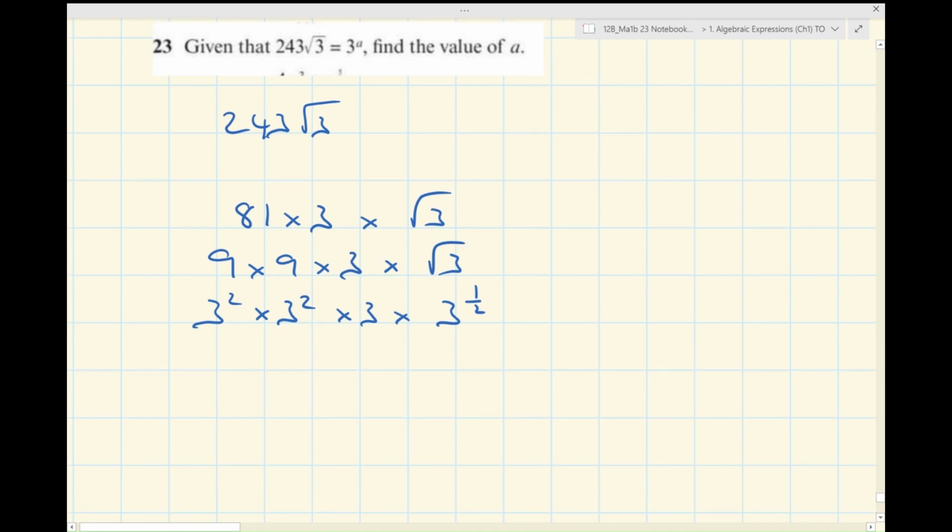Now I'm dealing only in base 3. I'm multiplying together expressions, so I can simply add the indices. 3 to the power of 2, 4, 5, 5 and a half. So I could write that as 3 to the power of 11 over 2. And so my value of A is 5.5 or 11 over 2.